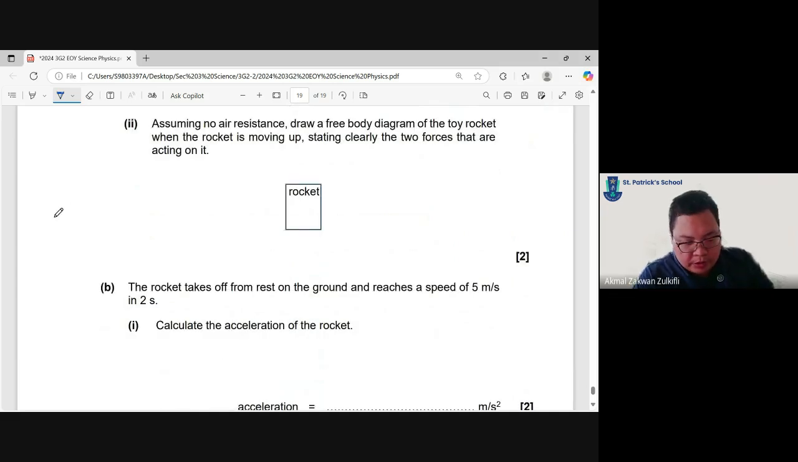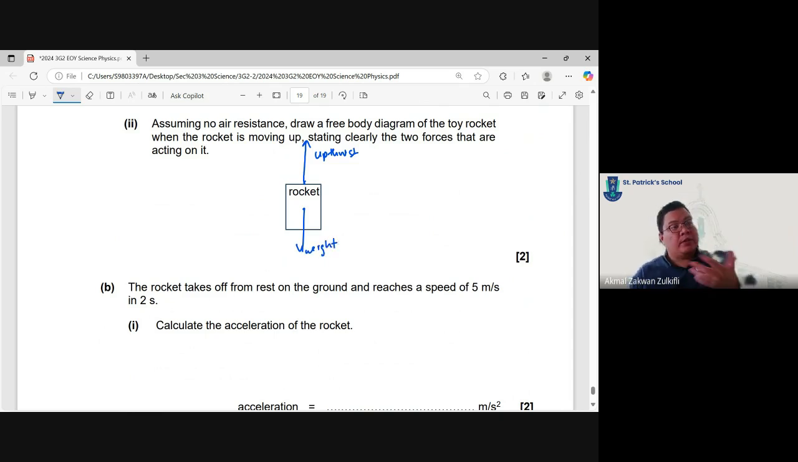Question 2, assume no air resistance, draw a free body diagram. So no air resistance means there's nothing that is opposing it. So we have an upthrust that's pushing it forward, upthrust. And you must also include weight. Okay, don't forget there's always the weight of the rocket.